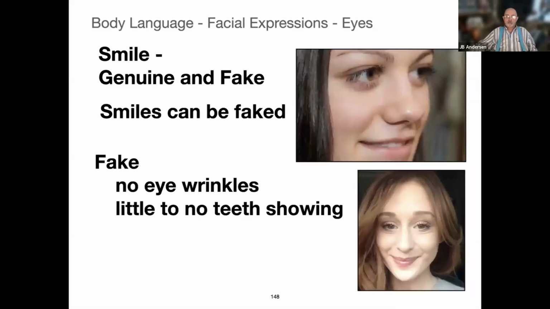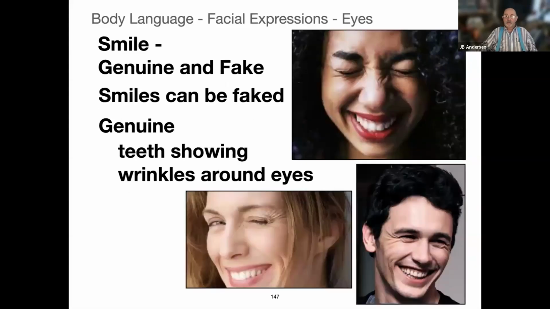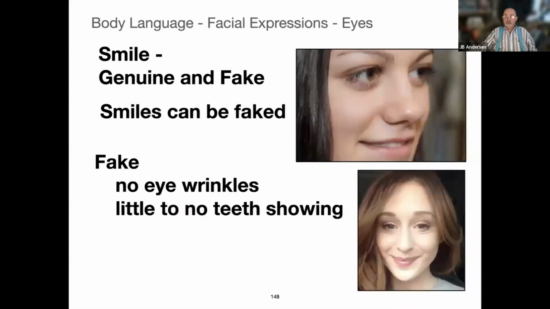Now, a fake smile: no teeth showing here, very little teeth showing here. No eye wrinkles here. Here you can see some eye wrinkles on the bottom, but they aren't all around the eye. I'm going to go back to the other side. Look at this. You got wrinkles that really surround the eye. Whereas here, you got a little wrinkle under the eye. Here, no wrinkling, little or no teeth showing. That's a fake smile.